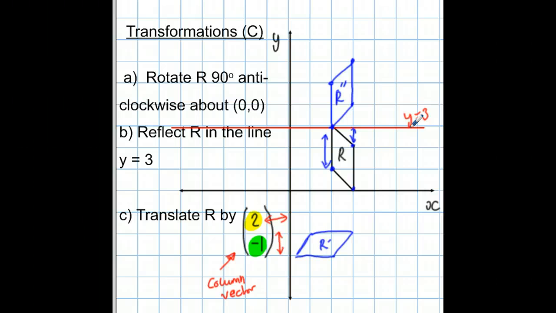So let's have a look how I do that. I select a particular point here, I move it 2 squares to the right and 1 square down. So that's that point there. I then copy the shape to the best of my ability, which as you can see is quite limited. It's a parallelogram that's 2 squares. And I'll label that R dash dash dash. And there's 3 of the 4 transformations we studied.